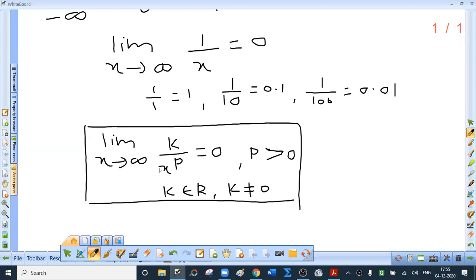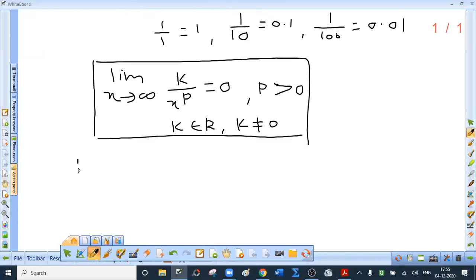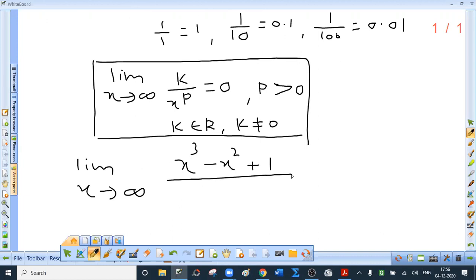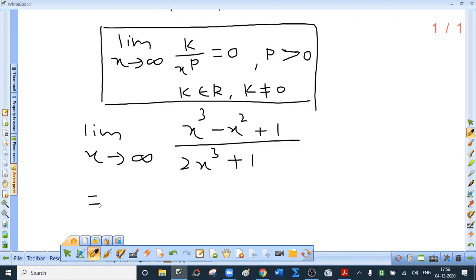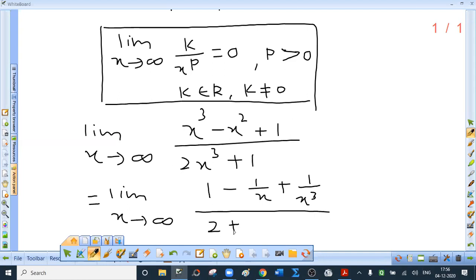So the working rule is simple. You have to divide. For example, I will give one function. Limit x tends to infinity, x cube minus x square plus 1 upon 2x cube plus 1. Working rule is simple. Divide numerator and denominator by the highest degree term in the denominator. In the denominator, highest degree term is x cube. So if you do so, then this is 1 minus 1 upon x. What I'm doing, I'm dividing numerator and denominator by x cube, right? What about the denominator? 2 plus 1 upon x cube.